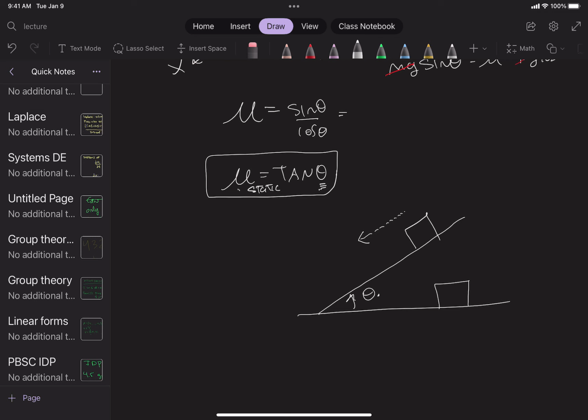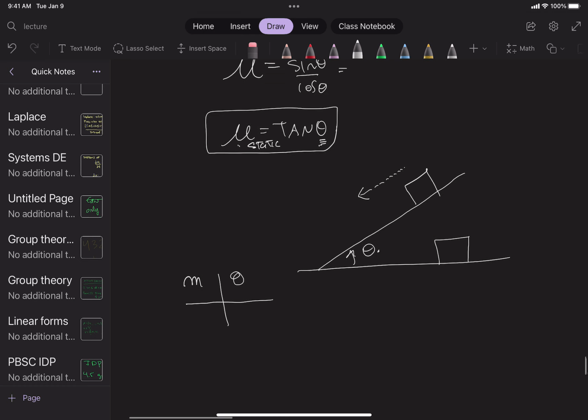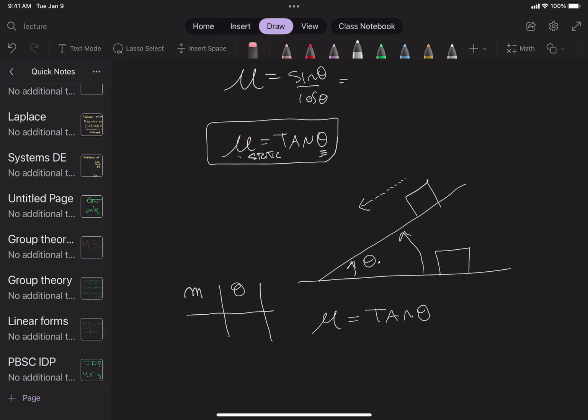So part 3 then, what you're going to do is, for a series of masses, you're going to have a table, and for a series of masses and a series of angles, you're going to elevate the incline, and from there you'll be able to calculate the coefficient of friction by simply calculating the tangent of the angle. And that'll complete the lab.